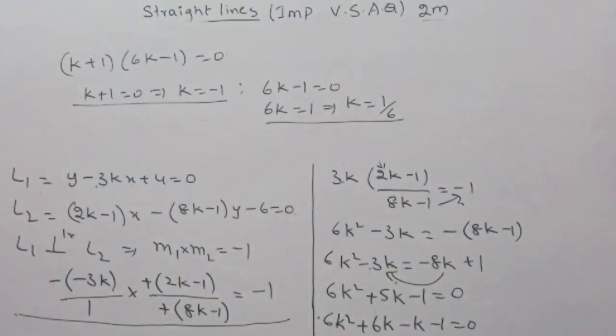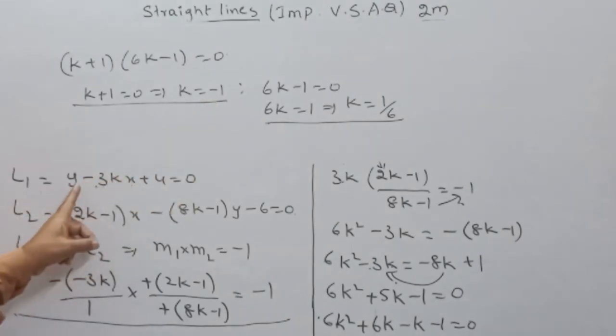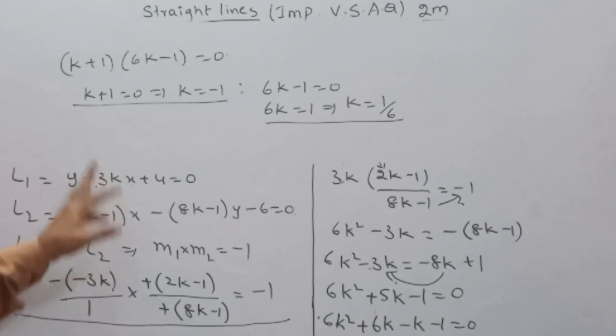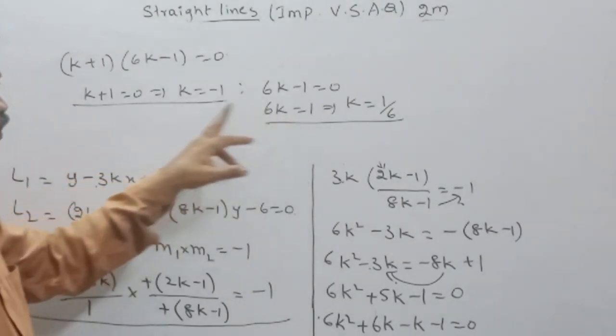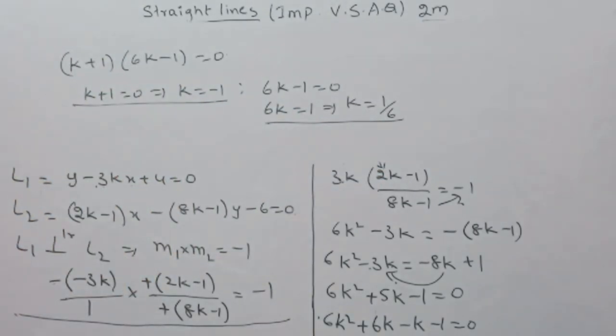So, what is the k value? Minus 1, comma, 1 by 6. If you substitute k is equal to minus 1, y minus 3k, that is minus 1, that is plus 3, y plus 3x plus 4 equal to 0, and in this one also you substitute minus 1. Okay, k is equal to minus 1 and k is equal to 1 by 6 are the values of k. Okay, all of you, that's all.